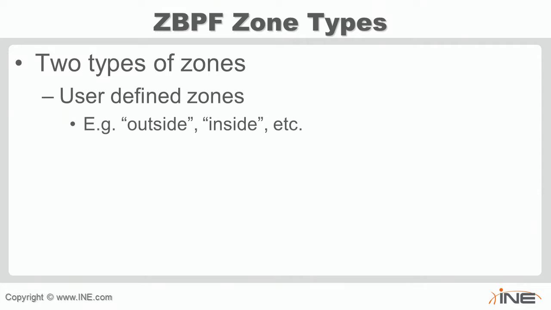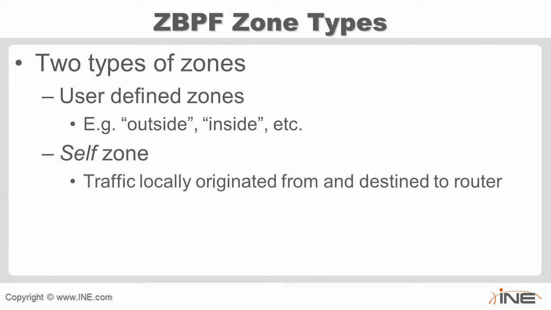Now, the second type of zone, which is not available in CBAC, is what we call the self zone. And the self zone is going to control any traffic that is locally originated by the router or any traffic that is locally destined to the router, which would be if we were to log into the router's command line and do a ping on the interface, or we were to do a telnet from the router, or if we had any type of control plane session like an OSPF neighbor adjacency or a BGP peering session that's going to the router, that is going to be controlled by the self zone.